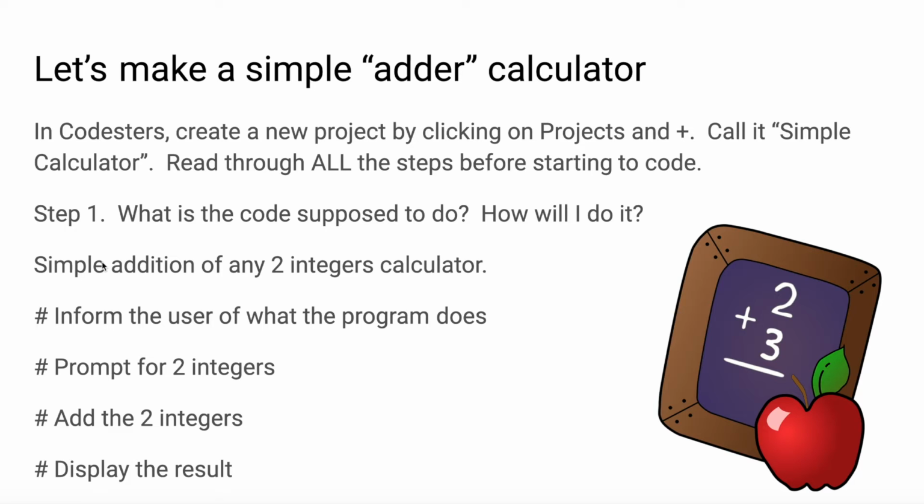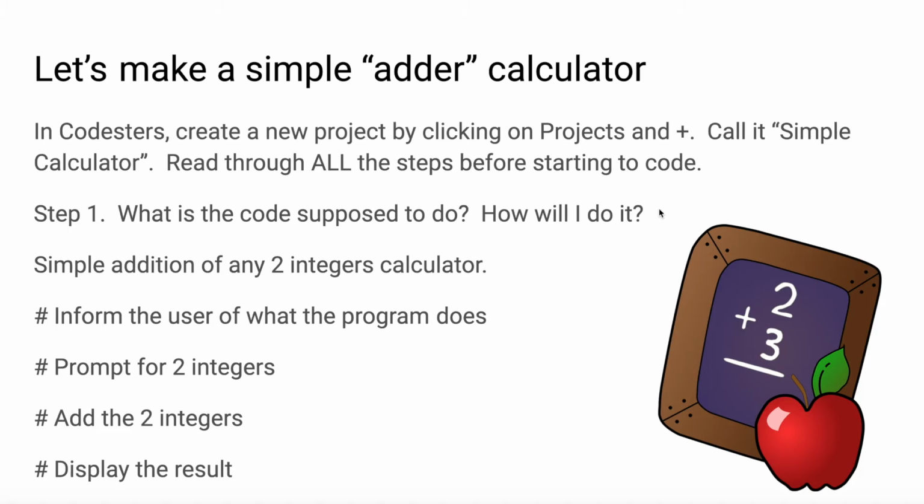So we're going to read through all the steps before we code. Step 1 is what you should always do before you begin to code: what do I want this code to do? What should it do? And then how am I going to do it, just at a very high level? What do I need to do? What is it supposed to do? It's a simple addition of any two integers: add two numbers, and those two numbers are integers.